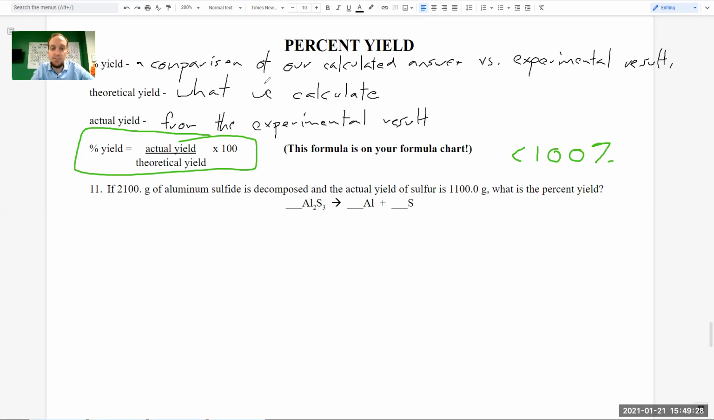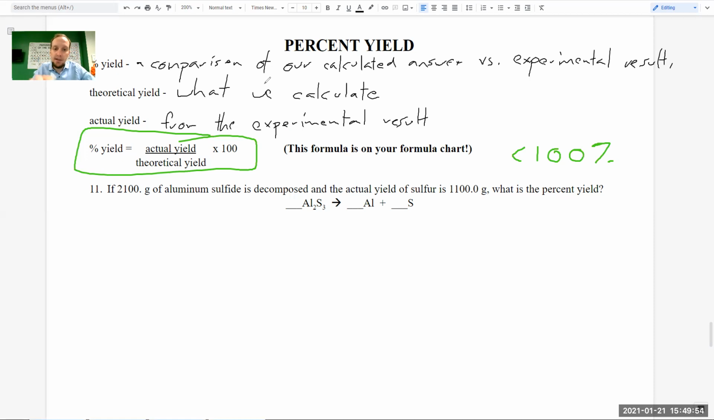You can never get a percent yield greater than 100%, because what we get on paper is what we'd get if the reaction went 100% to completion, which is not actually possible. So the percent yield is always going to be less than 100%. Okay, this has something to do with thermodynamics, and we'll get into more of this later.